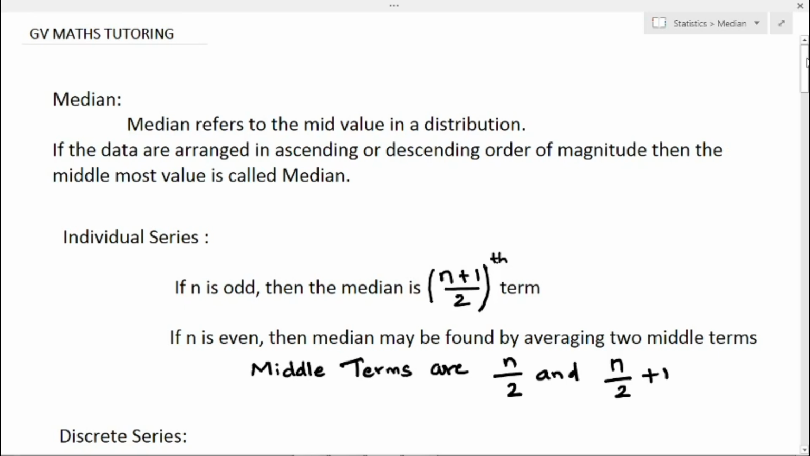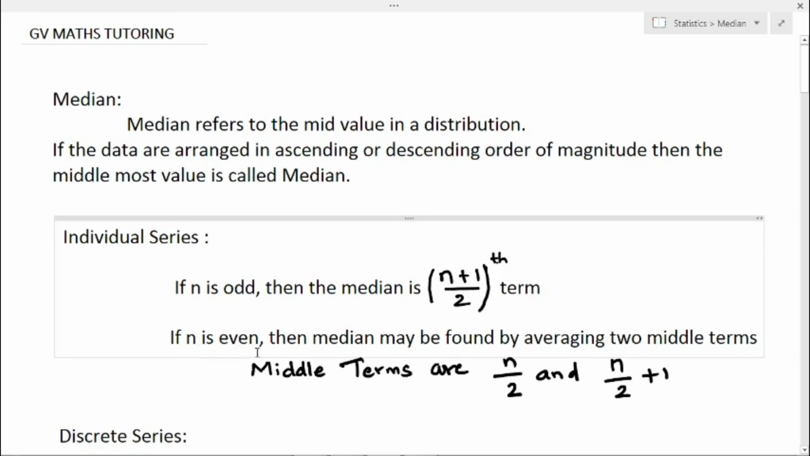For finding median, we have to check whether the data are given in the form of an individual series, discrete series, or continuous series. Suppose the data are given in an individual series, we have to use the formula: if n is odd, that is, the number of data is given in an odd number, then the median is the (n plus 1) by 2nd term.